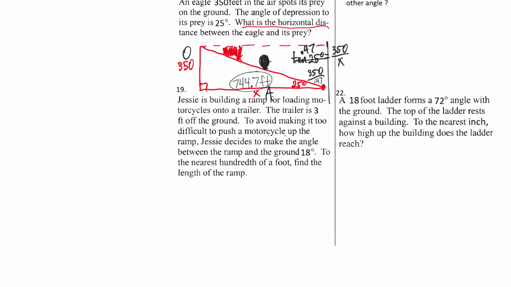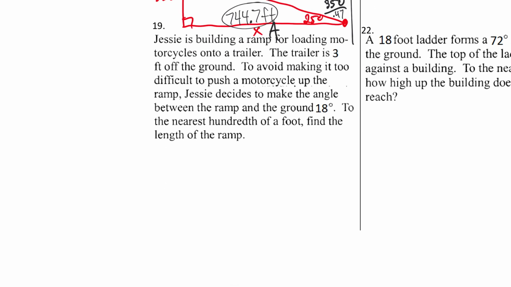All right, next one. Jesse's building a ramp for loading motorcycles onto a trailer. So the trailer is 3 feet off the ground. Jesse decides to make the angle between the ramp and the ground 18 degrees. So he wants this to be 18 degrees, and to find the length of the ramp, which is actually this part right here. So that's where the x is going to go.